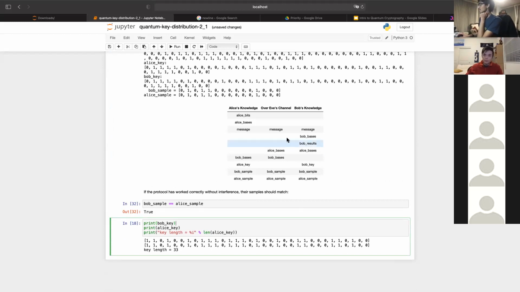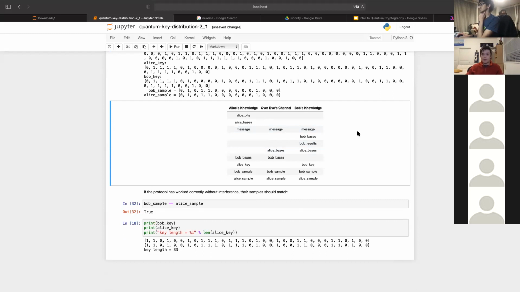And so over here, we have just a chart that demonstrates knowledge, and then Eve, our eavesdropper, and Bob. In this case, Alice has her bits and her bases. Bob only knows his bases. Alice sends her message over to Bob. Bob measures it, and he announces his bases. Alice announces her bases, and Bob also announces his bases. Then they can get rid of the trash, and they have the same key. Then they announce the samples and check if the samples are the same.